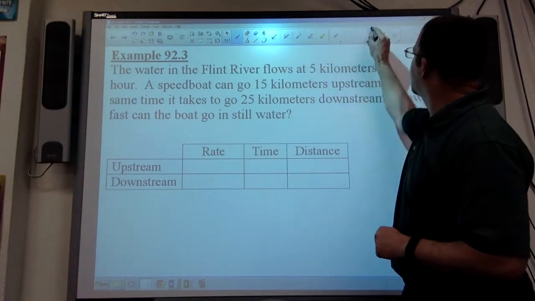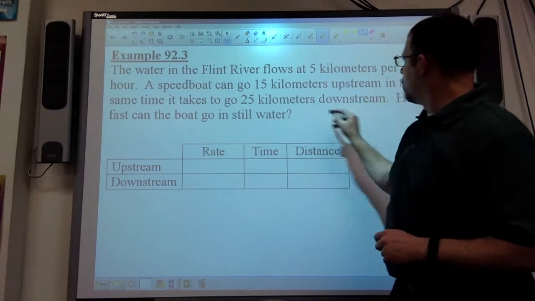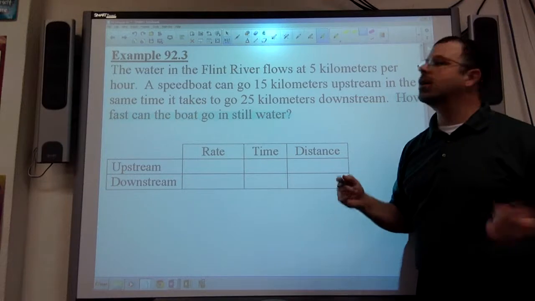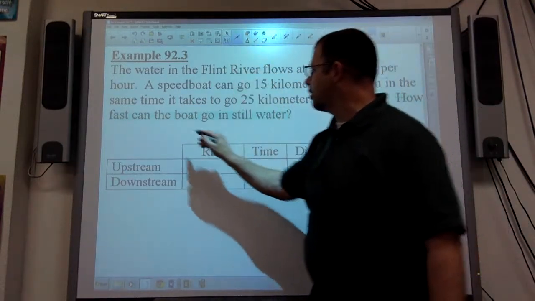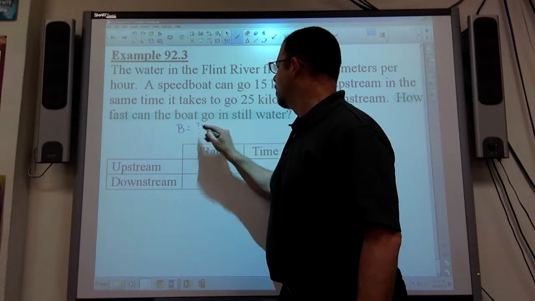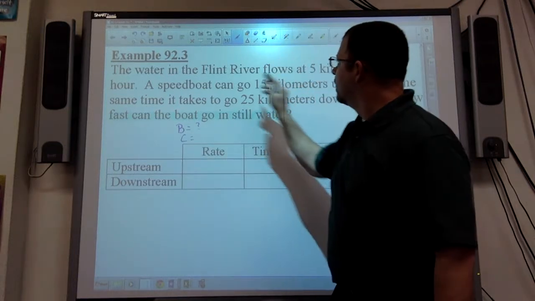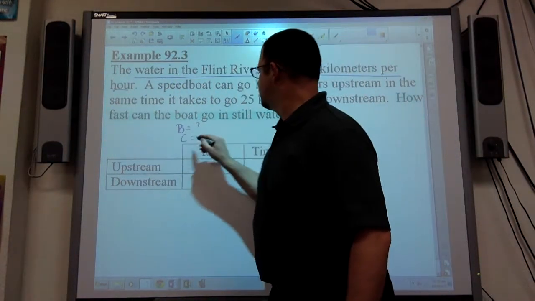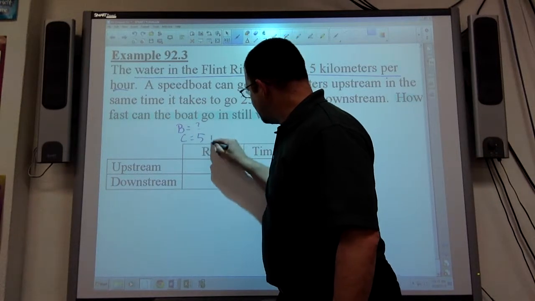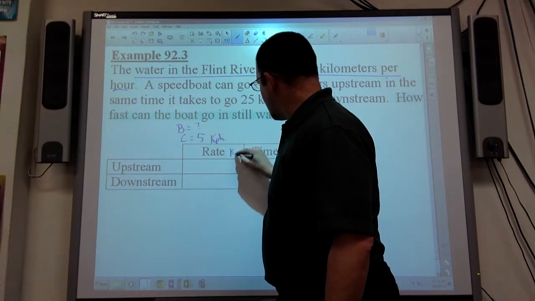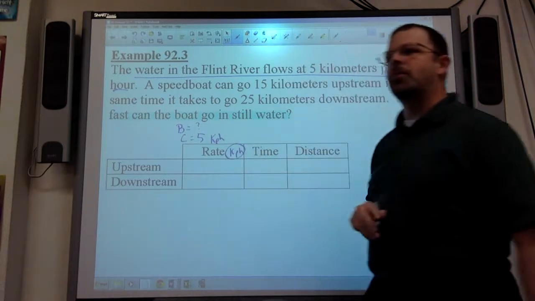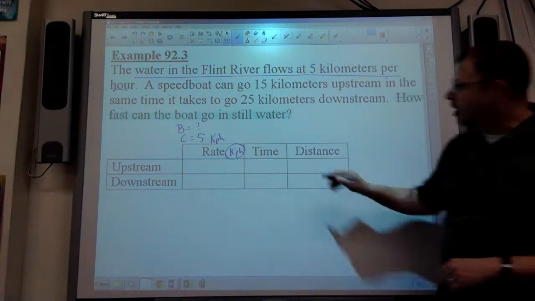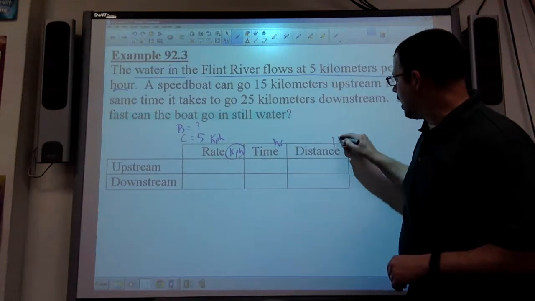So the question they're asking us is the still water speed of the boat, which is one of the two things we're looking for to begin with. So we don't know what that is. So I'm going to put B equals question mark. What's C? 5. Very good. The water flows at 5 kilometers per hour. And I might even put kph up here just to remind myself that's the type of unit we're dealing with for this. If rate's in kilometers per hour, that means time is going to be in hours and distance is going to be in kilometers.